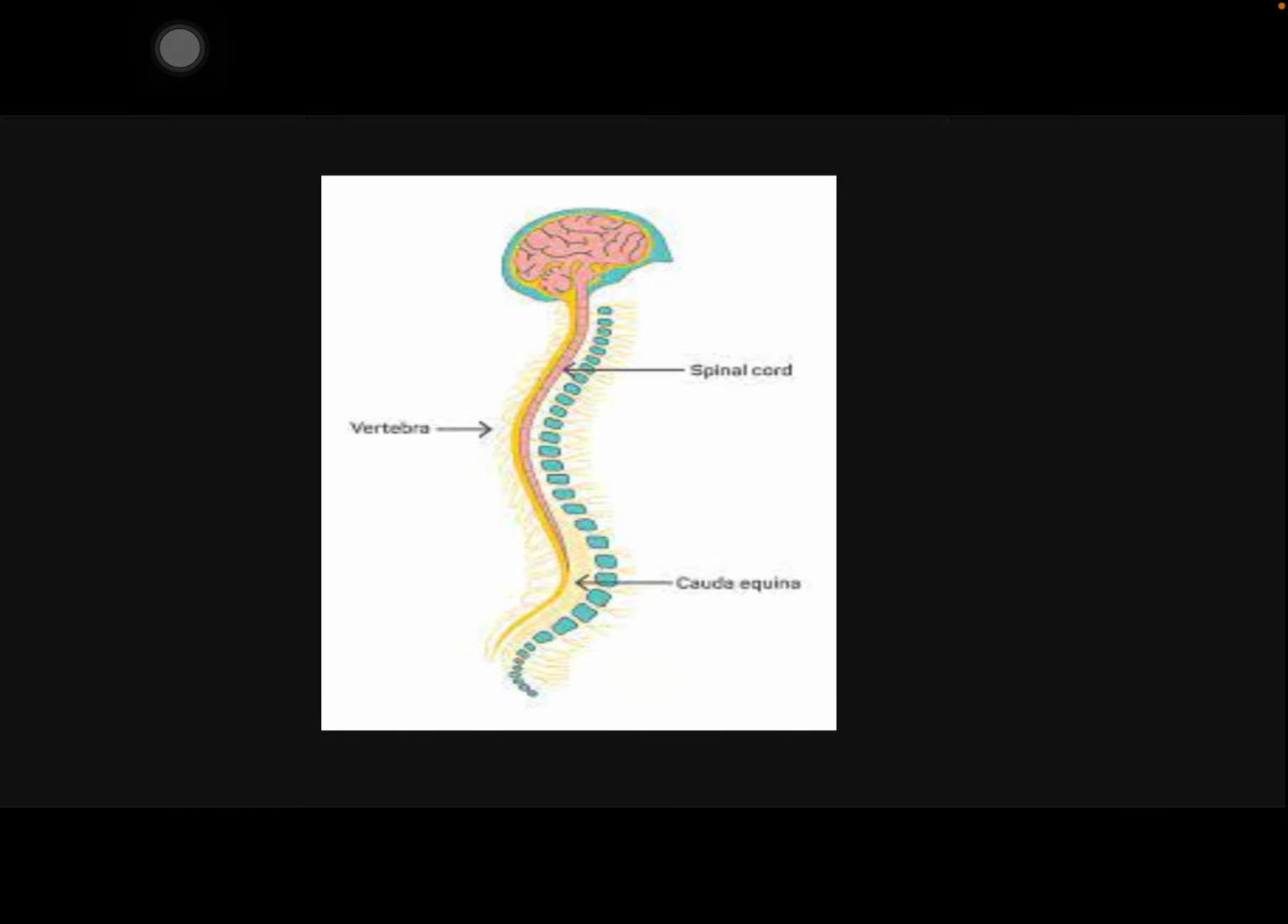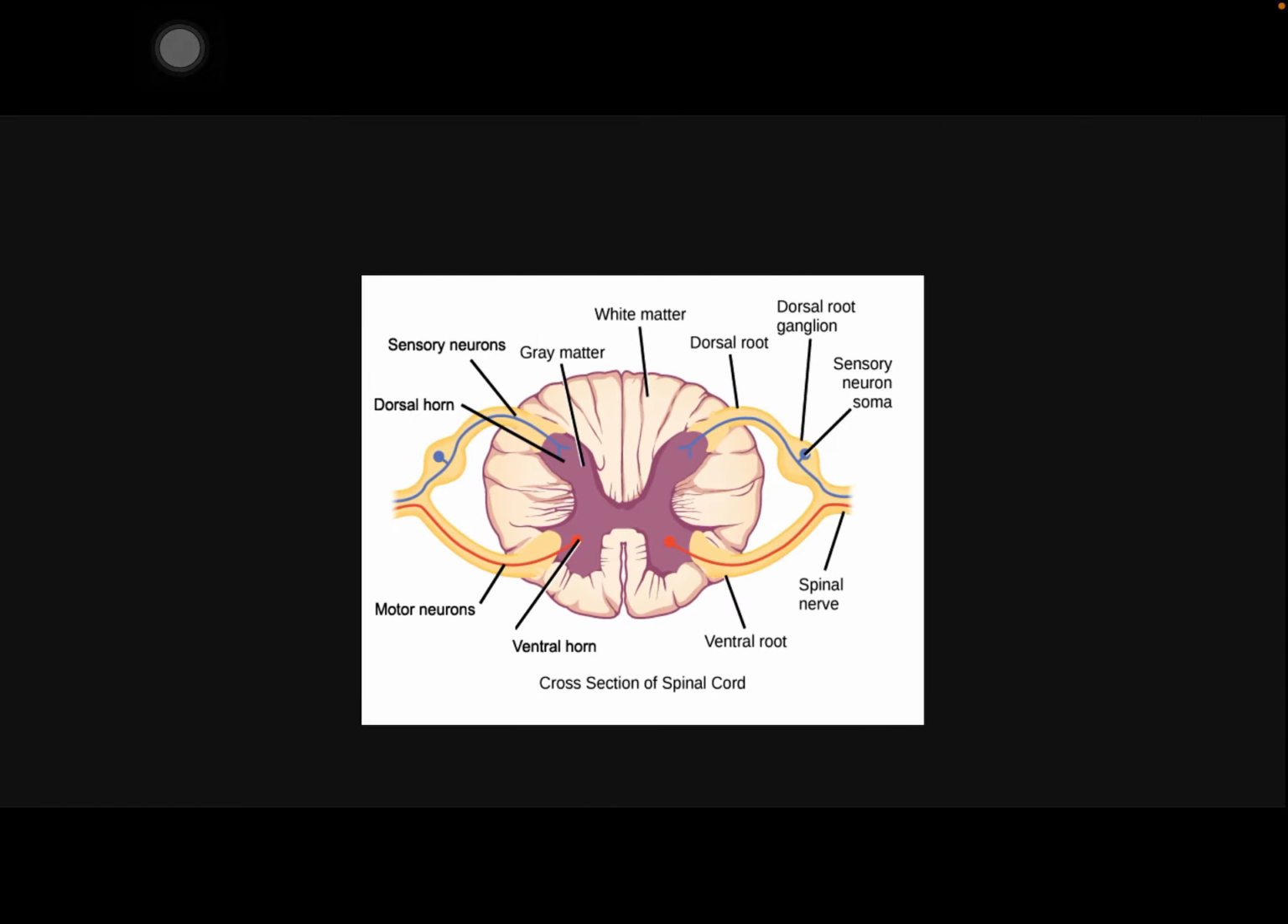So back to the spinal cord, here's a quick visual of it, and here's a cross section. And here you can see the dorsal horn, the sensory neurons, gray matter, white matter, dorsal root ganglion, sensory neuron, soma, spinal nerve, the ventral root, the ventral horn, and the motor neurons. Again, this is a cross-section visual of the spinal cord.